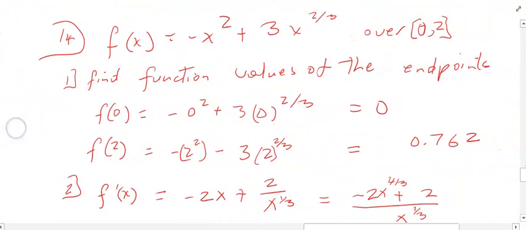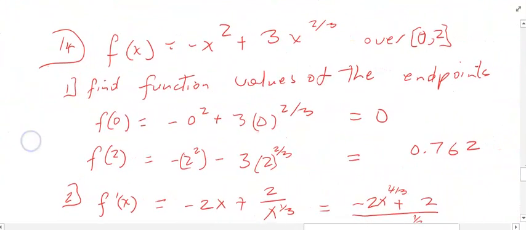f of x is equal to -x squared plus 3x to the 2/3 over the interval 0, 2. First of all, we want to find the function values at the endpoints. The endpoints are 0 and 2. So we find f of 0 and f of 2. f of 0, -0 squared plus 3 times 0 to the 2/3, that will be equal to 0. So we found one of them.